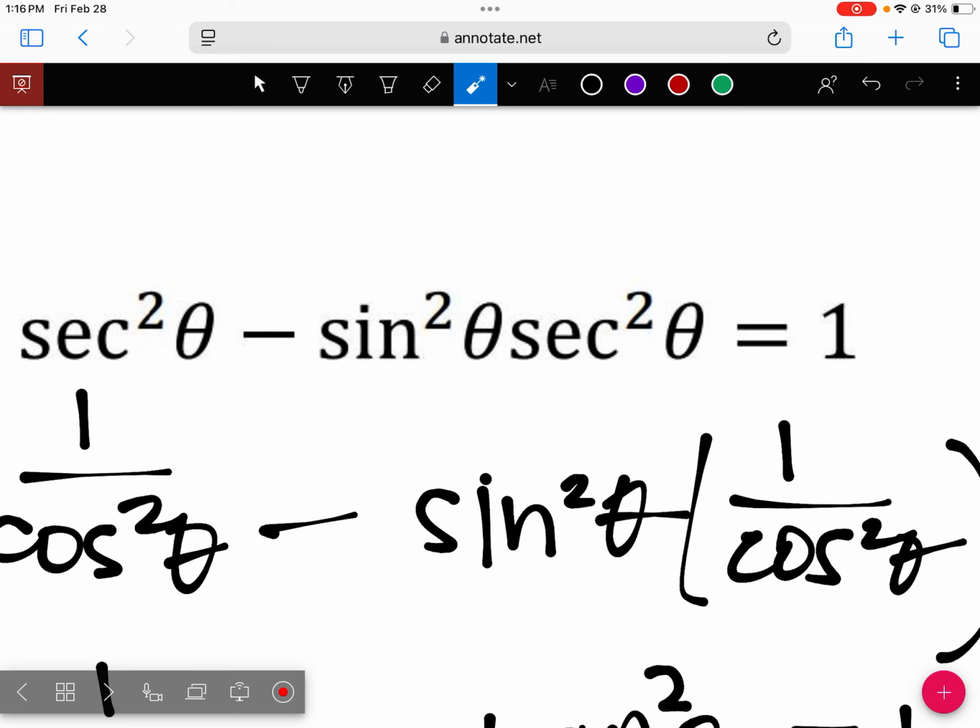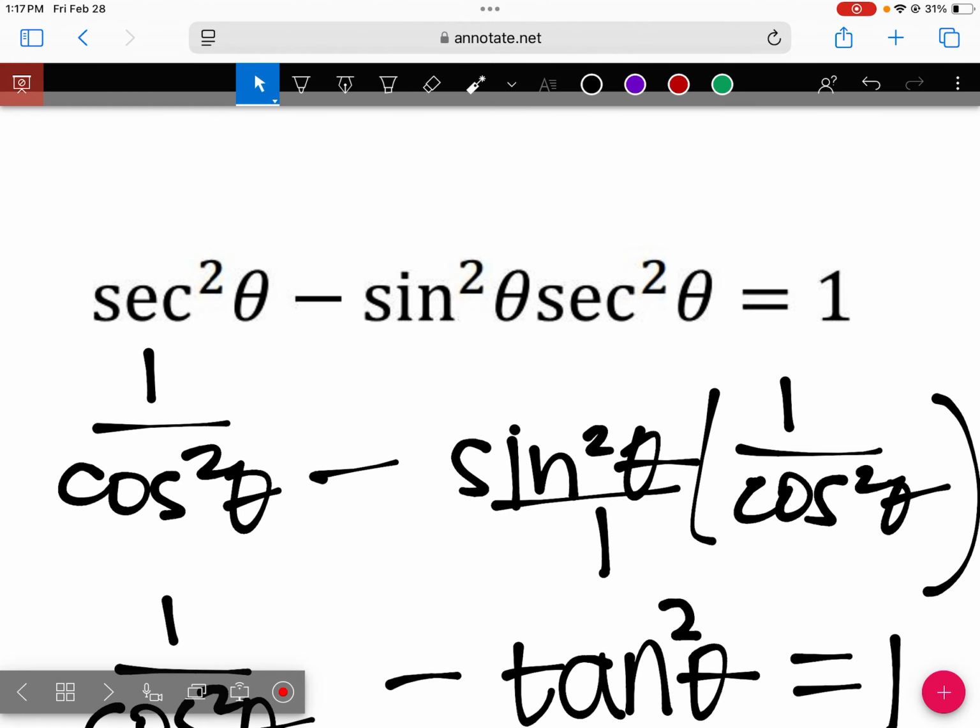So we had secant squared minus sine squared, secant squared equals 1. So I turned secant immediately into cosines, and then I have a sine squared times a 1 minus cosine squared. So my first step that I would do is put that sine squared on top of the cosine squared, and what do you end up with? If you put the sine squared, it's technically a sine squared over 1. Yes, tangent squared. So this entire term becomes tangent squared.